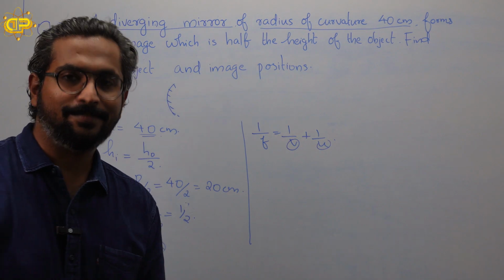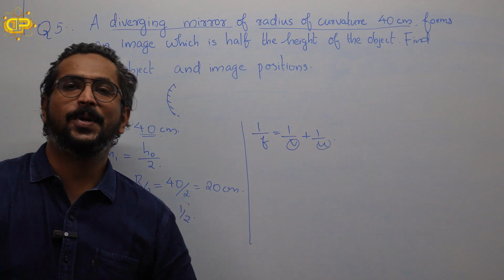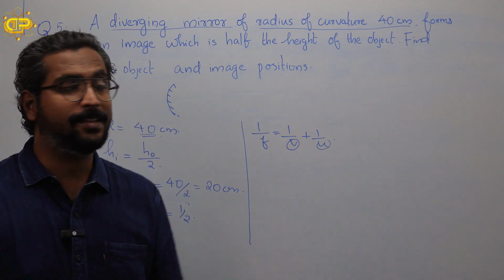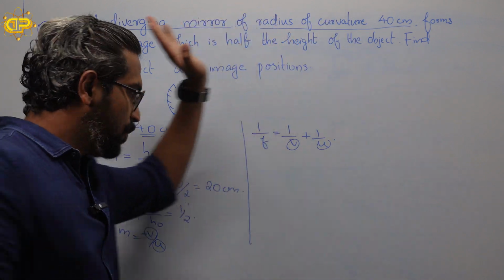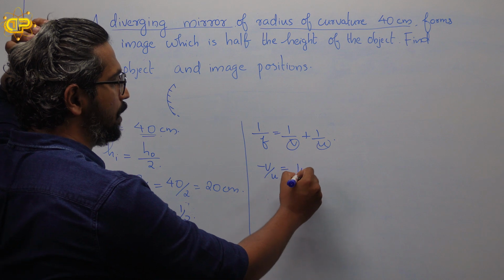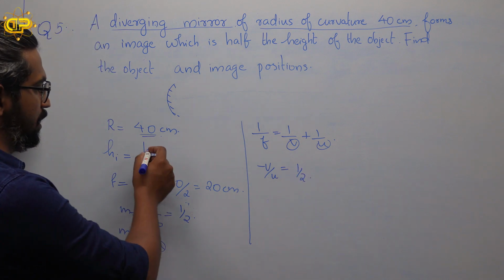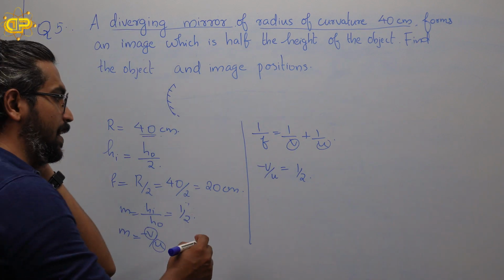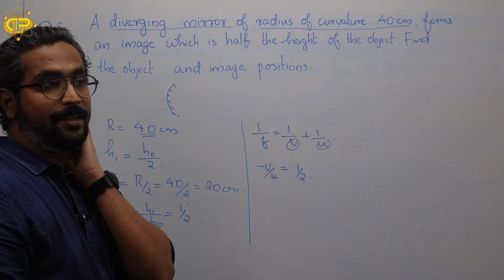Here is a question, the confusion stage. But we have one thing, that is magnification. So I know that minus V by U is equal to 1 by 2. That is, magnification is equal to 1 by 2. So from there we will find one particular relation.